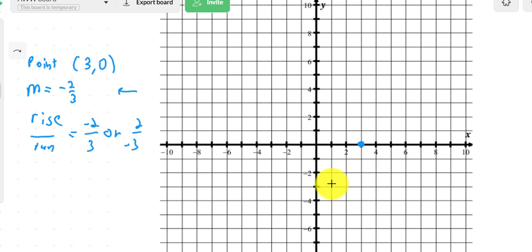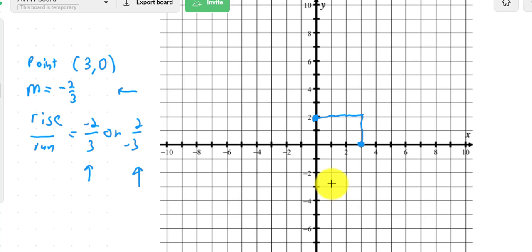Now, let's say I didn't want to go down 2 and over 3. We could try something else. I can also do up 2 and over 3. Let me just change my ink here. For the last example, I did down 2 and over 3, but now I will do up 2 and over 3. So up 1, 2, over 1, 2, 3.